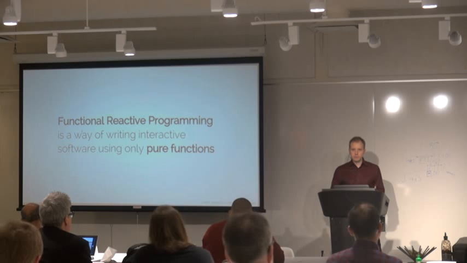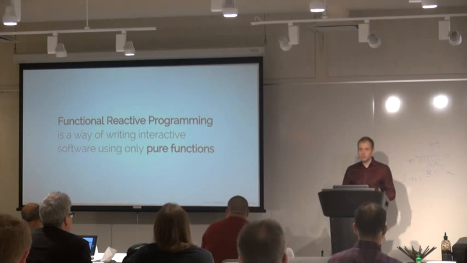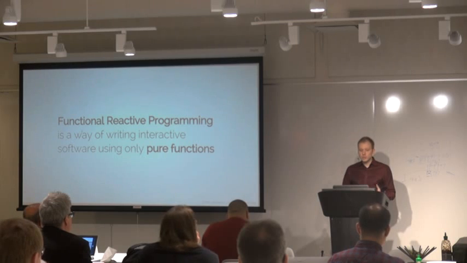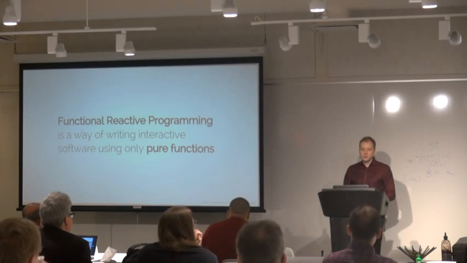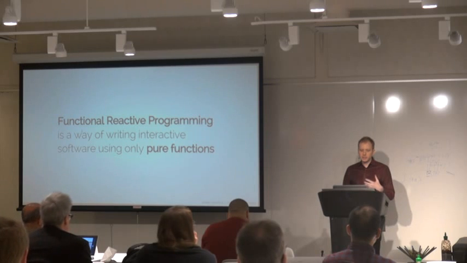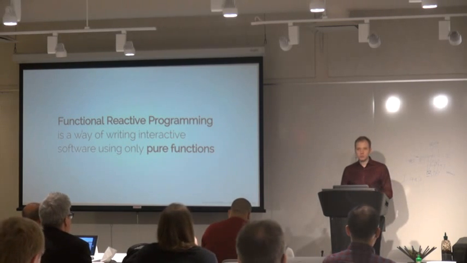So functional reactive programming is writing programs that interact with the world using only, or as much as we can, pure functions. So this is basically the combination of the Haskell style approach and the real world needs of software applications.